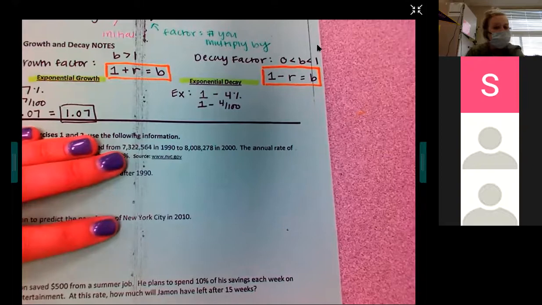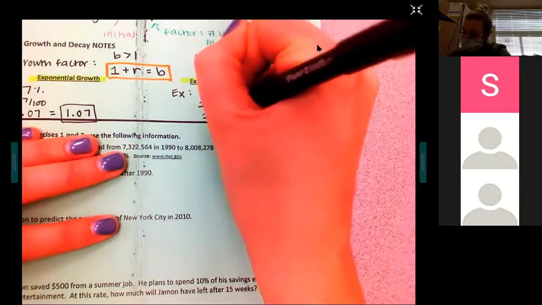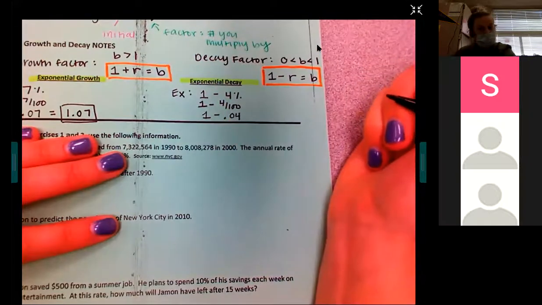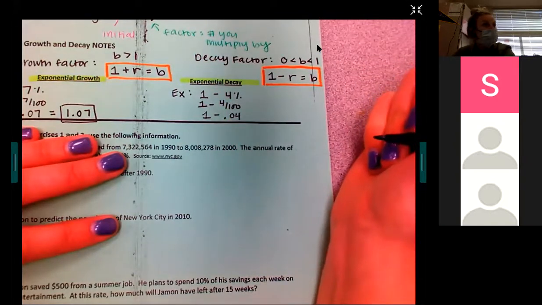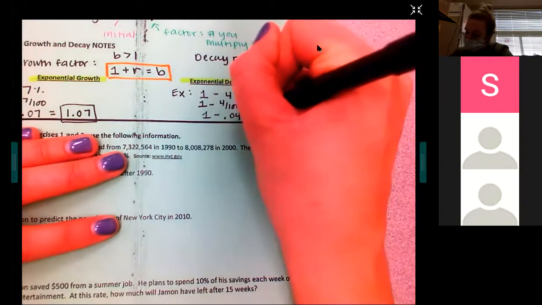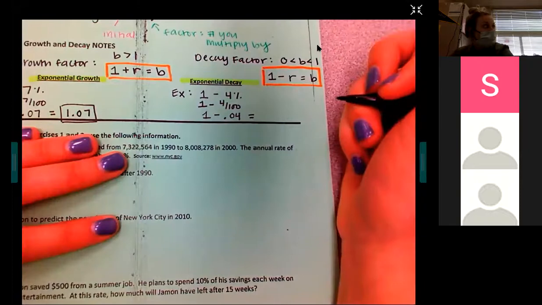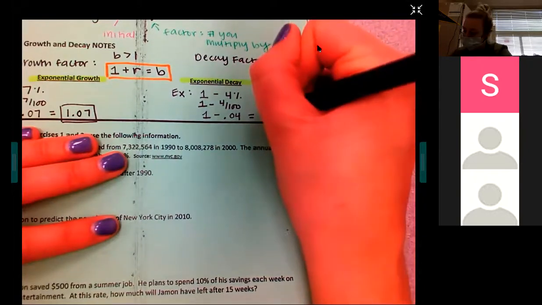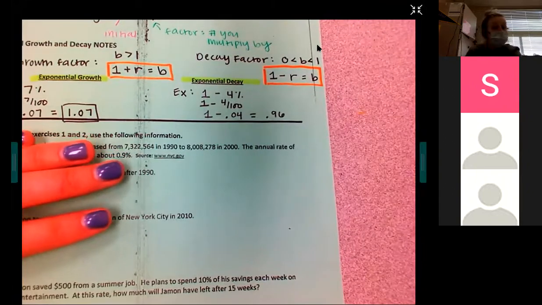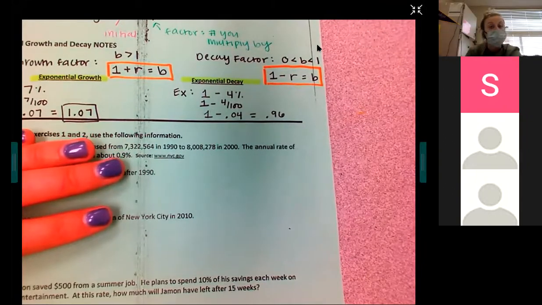So think about money. What did you say, Gwyneth? That was perfect. 1 minus 4 cents, 0.04. Because money's out of 100 too. You have 100 pennies, that's $1. So if you had $1 and you took away 4 cents, what would the factor be? 96 cents, 0.96. We're not adding, we're subtracting because it's going down.